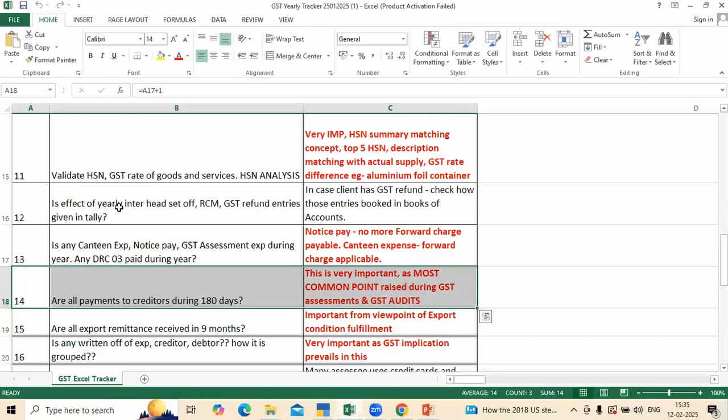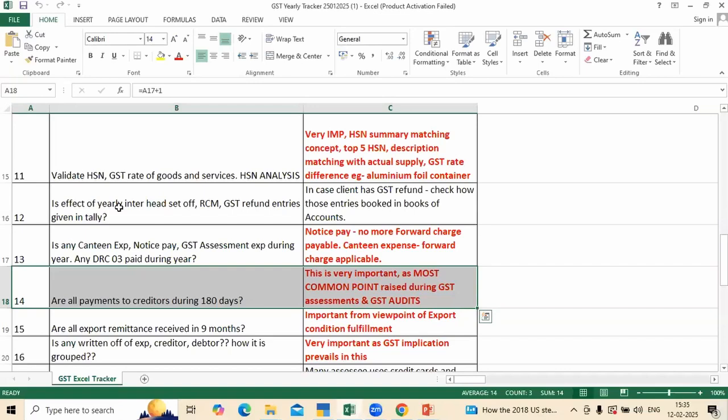What happens? The department is coming with notices for 2018-19, 2019-20 and telling that you have not made payment to the creditor within 180 days. So now you have to reverse that input credit along with interest and penalty. The department is saying that this is a wrong ITC claim. Now, if you say that I have made the payment, but the payment was made after 180 days, what the law says is that at 180 days, if payment is not made, reverse that credit, and whenever you make payment, reclaim that credit.